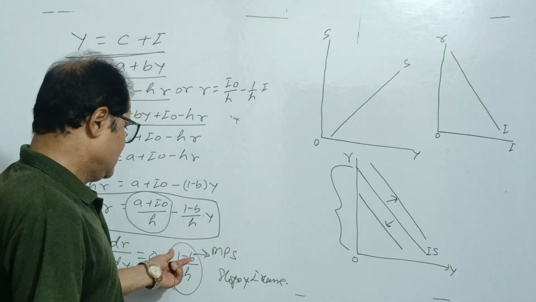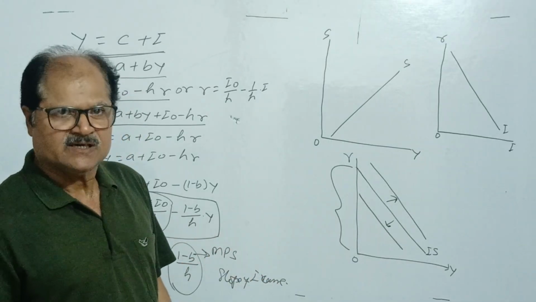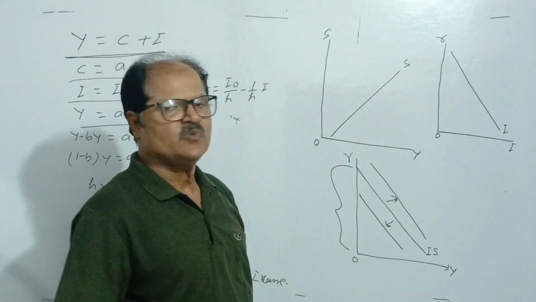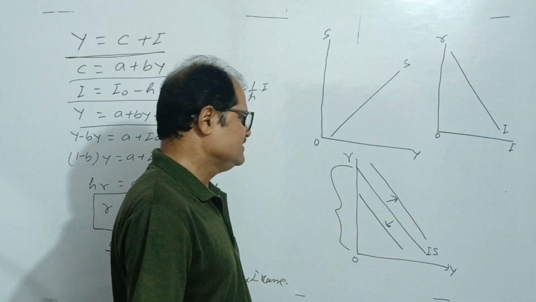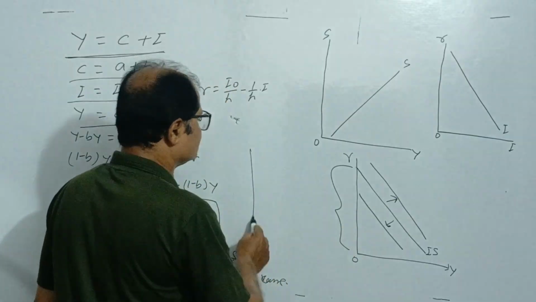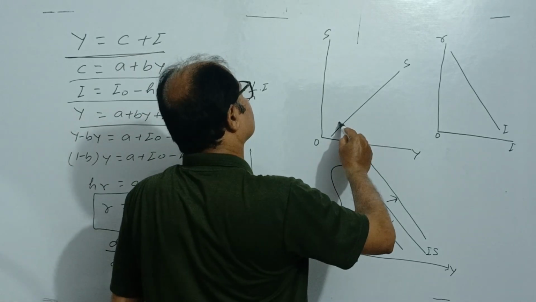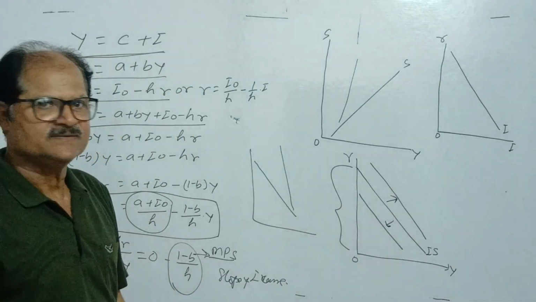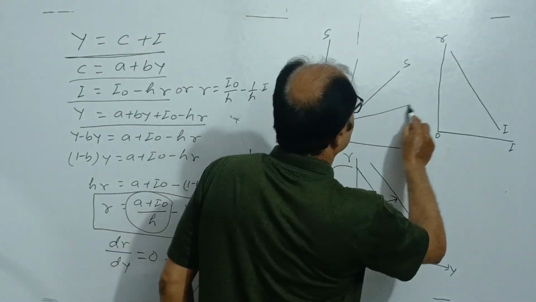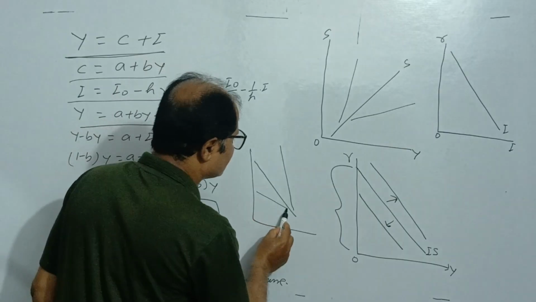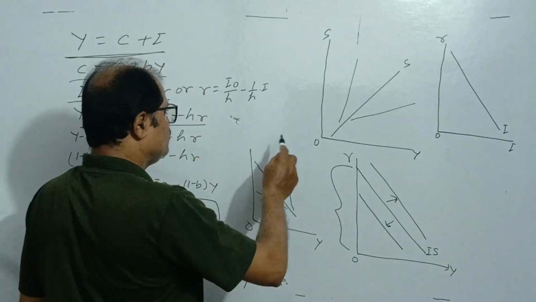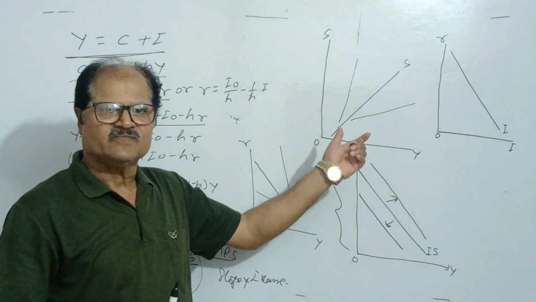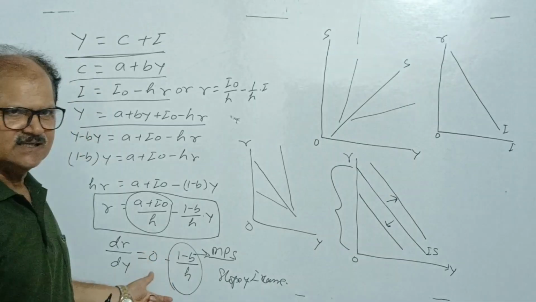First, saving. MPS is also the slope of the saving curve. So if there is an increase in MPS, or an increase in the slope of the saving curve, in that case the slope of the IS curve also increases. Like this, if this becomes steeper, then the IS curve also becomes steeper. If the saving curve becomes flatter, then the IS curve also becomes flatter. So there is a positive relationship between the slope of the saving curve and the slope of the IS curve.